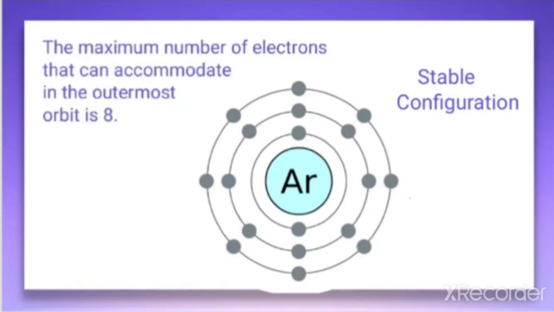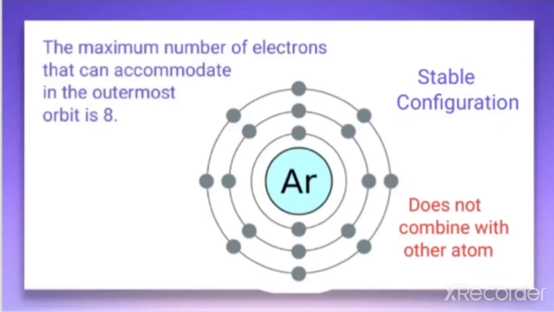That's why it does not combine with other elements, because it is already stable in nature, since it has 8 electrons in the outermost shell. It means it has a stable configuration, so it does not combine with other atoms. So what is its combining capacity now? It's 0. Therefore, its valency is equal to 0.